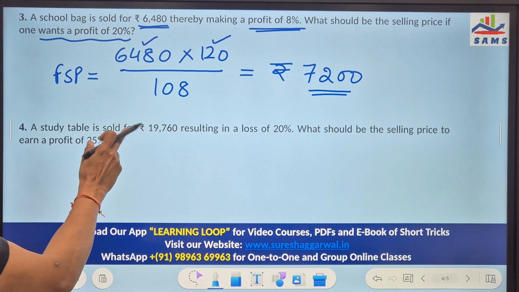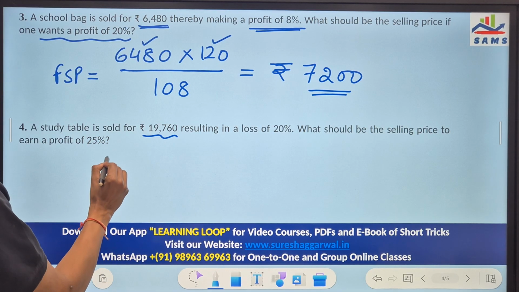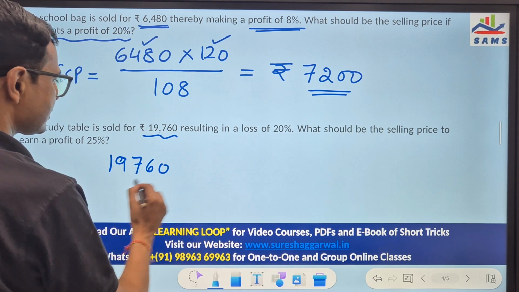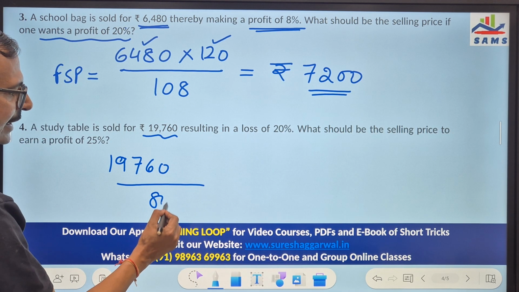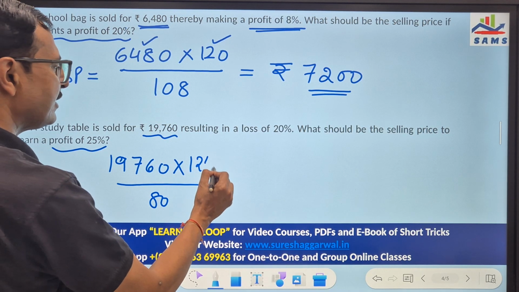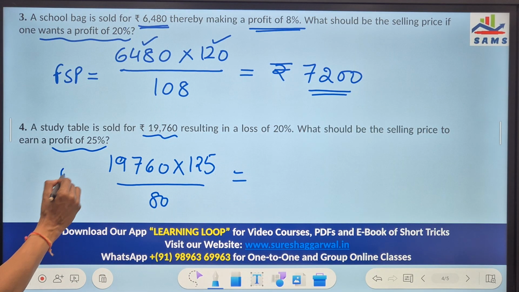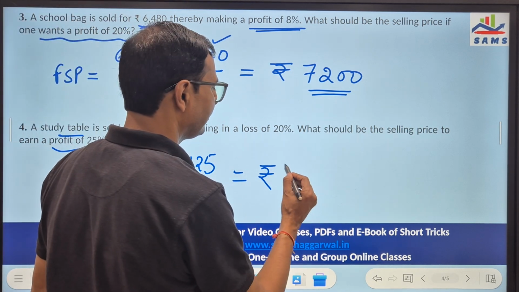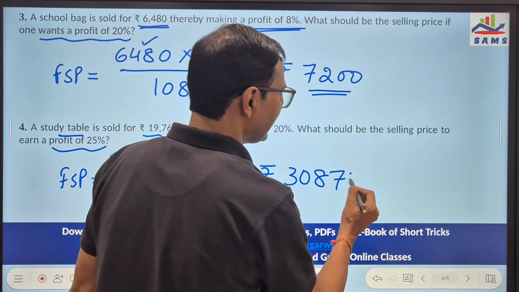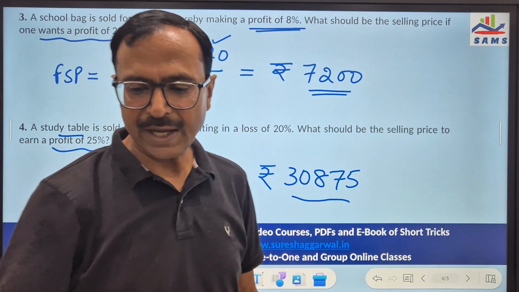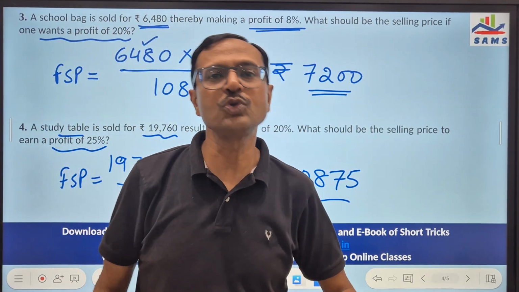Likewise, if you see this question, here you have the OSP, the original selling price, as 19760, and there was a loss of 20%, so 100 minus 20, 80 in the denominator, and profit of 25%, so 125 in the numerator. This will give you the final selling price of whatever item is there, right? And this comes out to be 30875. See, friends, if you know the trick, you know the answer, and there is no need to actually make long equations and use huge formulas.